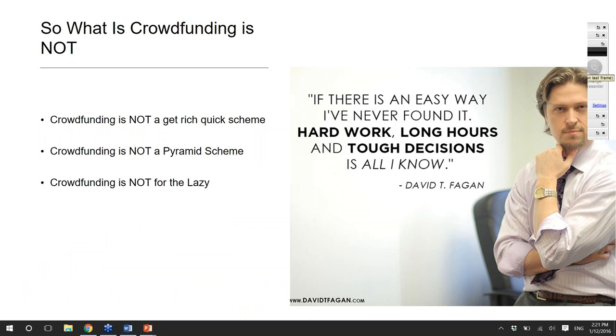There's a lot of work that goes into building a successful campaign, and we'll look at those steps shortly. Secondly, it's not a pyramid scheme. I won't go into details of that, but we all know what those are and how they work. And probably last but not least, it's really not for the lazy.